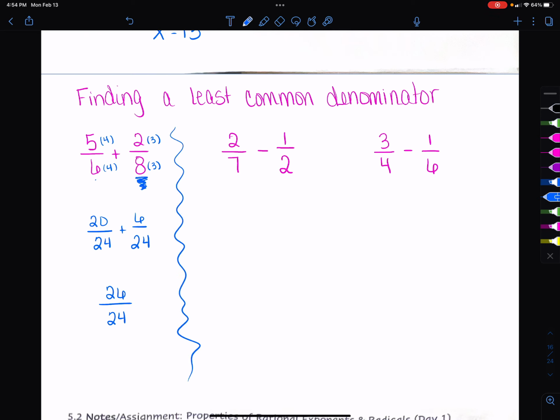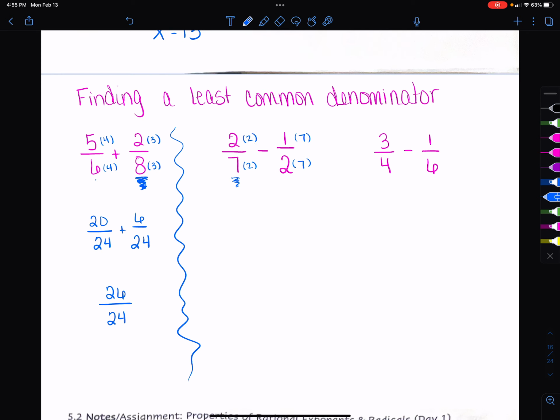This time I'm subtracting, but again, before I add or subtract, I need to have a common denominator. Looking at the larger value, is there something I can multiply 2 by to make it 7? There isn't anything that I can, so I'm going to go ahead and double 7. That would be 14. So yes, I can take 2 times 7 and make it 14, and I can take 7 times 2 and make it 14.